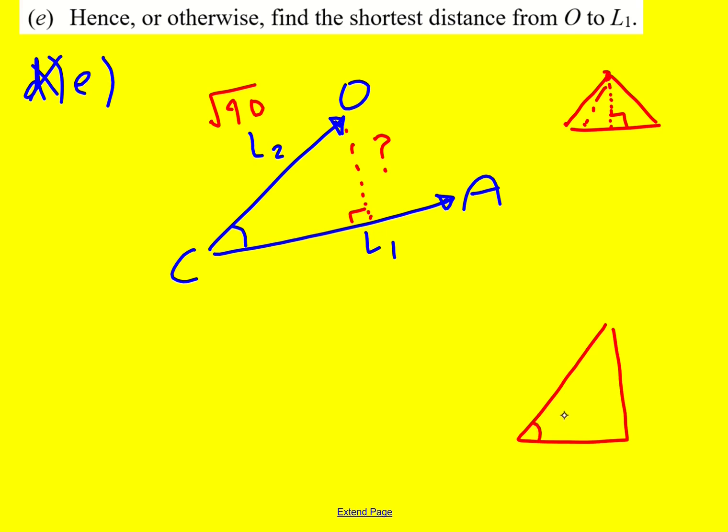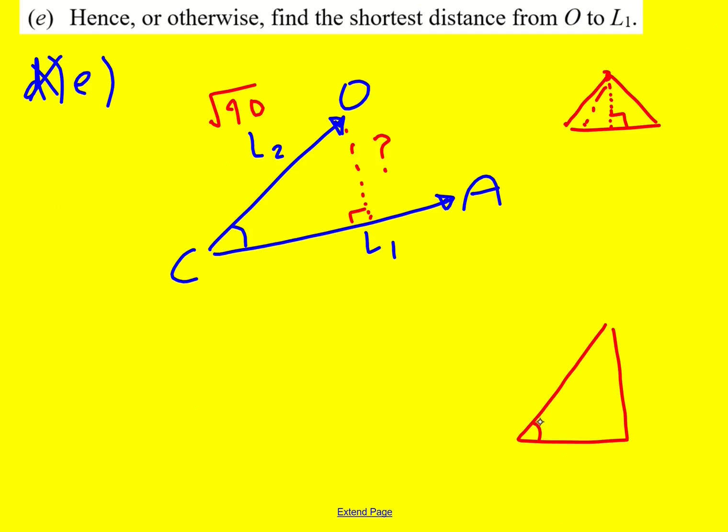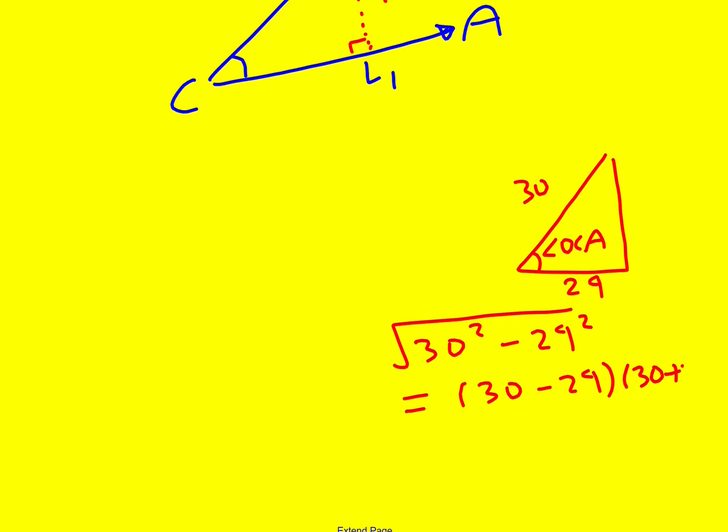So we can draw a little triangle down here. It's not the same picture, but it's kind of the right sort of ratios. So this is angle OCA and cos, so it's going to be 29 here and 30 here. And now we can work out this length, and that will allow us to work out sine. So 30 squared minus 29 squared, square rooted, that's going to give us this missing length. You could work these out, but actually there's a really nice trick. This is a difference of 2 squares, so it's 30 minus 29 times 30 plus 29 square rooted, so it's root 59.